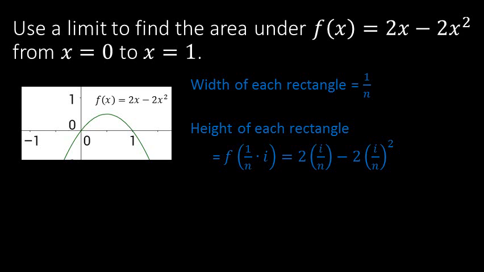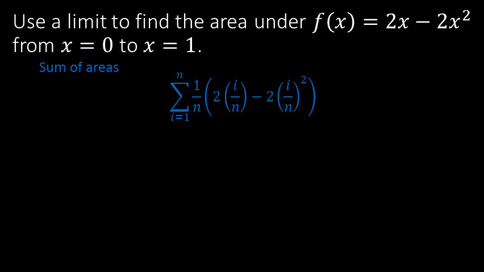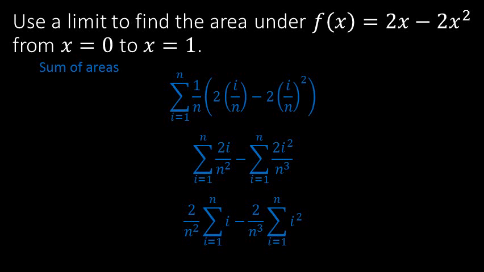Then the area of each rectangle is base times height, or 1 over n, times 2 times i over n minus 2 times i over n squared. We need the sum of the area of the n rectangles. So to evaluate, again, I will simplify and separate, and I'll factor out anything that's not an i, because those are constant.